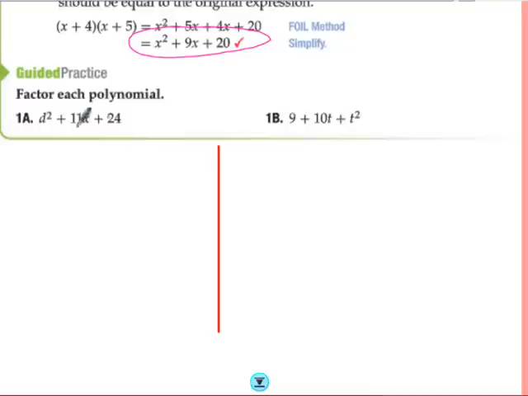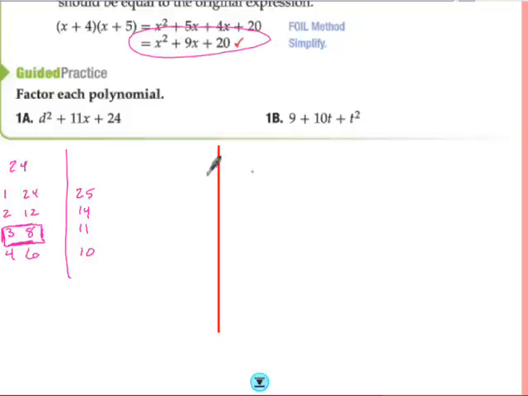So this first one, I'm looking for two numbers that multiply to 24. You can make a chart or however you want to do it. I'm just going to make a list, really. I have 24, so that's 1 and 24, 2 and 12, 3 and 8, or 4 and 6, okay? And then I'm going to add those all up. They add up to 25, 14, 11, and 10. So the ones that are 11, that's my answer, okay?